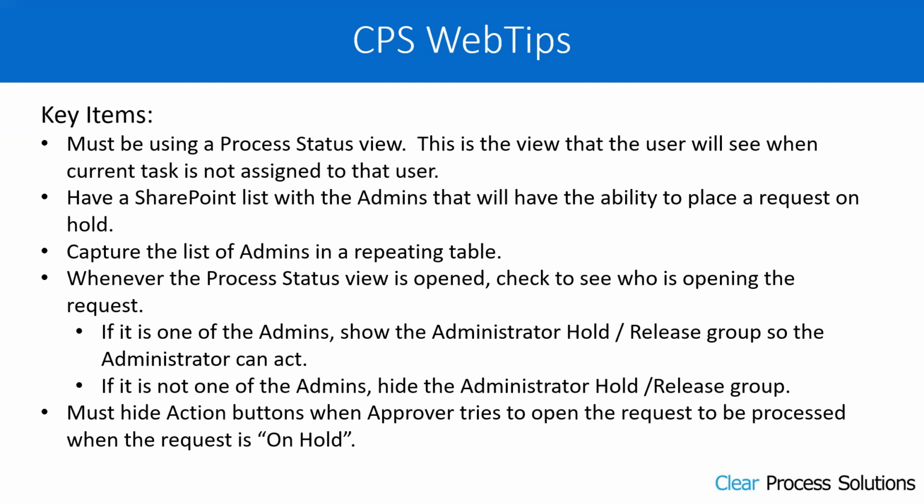And then the next thing we have to do is, when our approver goes in and opens their task to work it, because they don't know it's on hold, we need to notify them that this request is on hold and also hide the action buttons so they can't approve it or reject it or actually work the request.